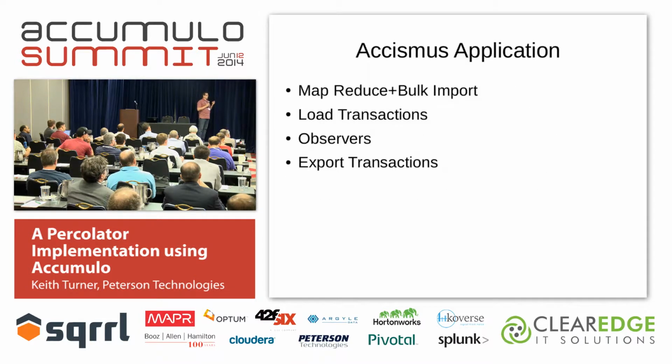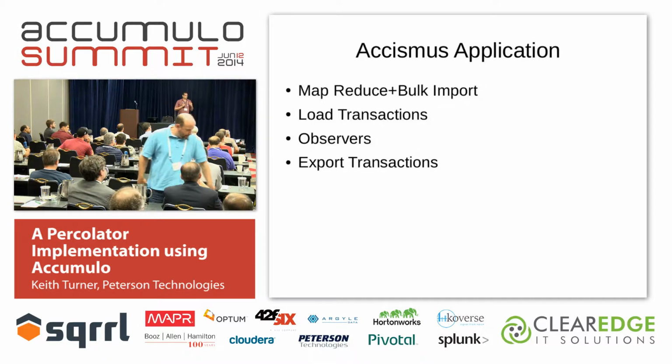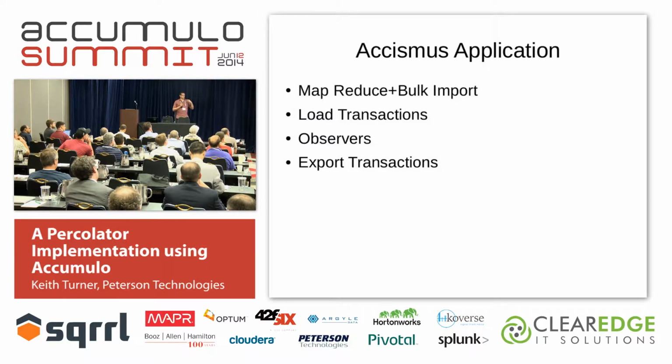So in a Percolator application, or kind of the workflow when you're using Percolator, you're going to have MapReduce for your new data, and then you're going to run something called load transactions to continually process incoming data. And then you're going to set up observers, which are run by the Percolator worker processes, to continually transform data in a transactional way. And then you're going to have export transactions, which take the data from Percolator and export it to somewhere where you can query it.